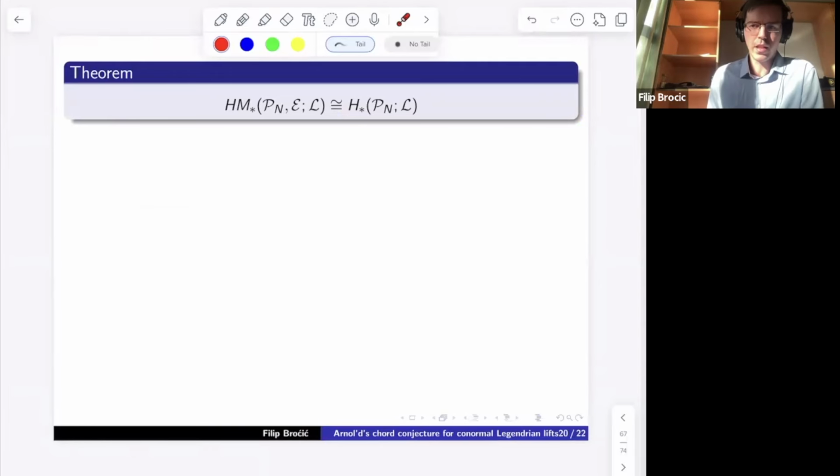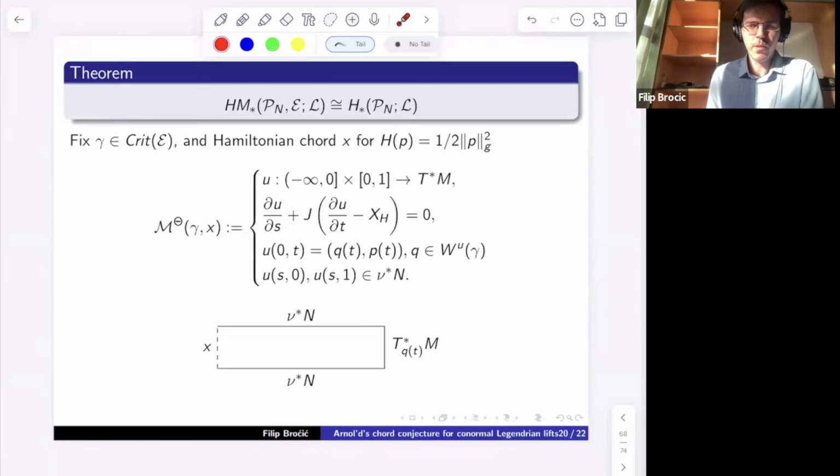Now, this is a generalization of the finite dimensional case, where we know that singular homology is recovered by Morse homology, and this also holds in this infinite dimensional setting under some conditions on the energy function.